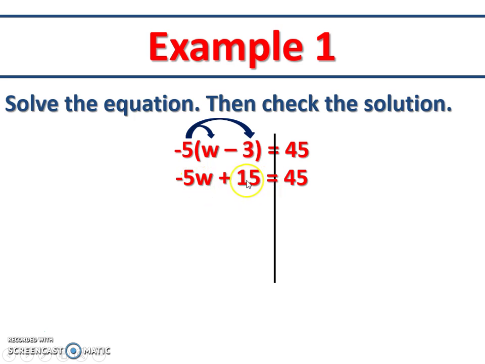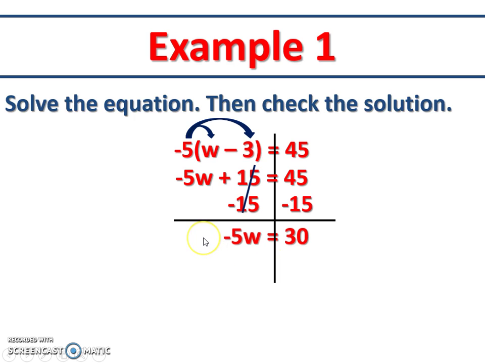Okay, there are no like terms to combine on one side of the equation, so now we can start solving to get W by itself. To undo addition or subtraction, I'm going to start by subtracting 15 from either side so that this will cancel out, leaving me with -5W is now equal to 30. And then our last step will be to divide both sides by -5 to undo this multiplication, and that leaves me with W is now equal to -6.